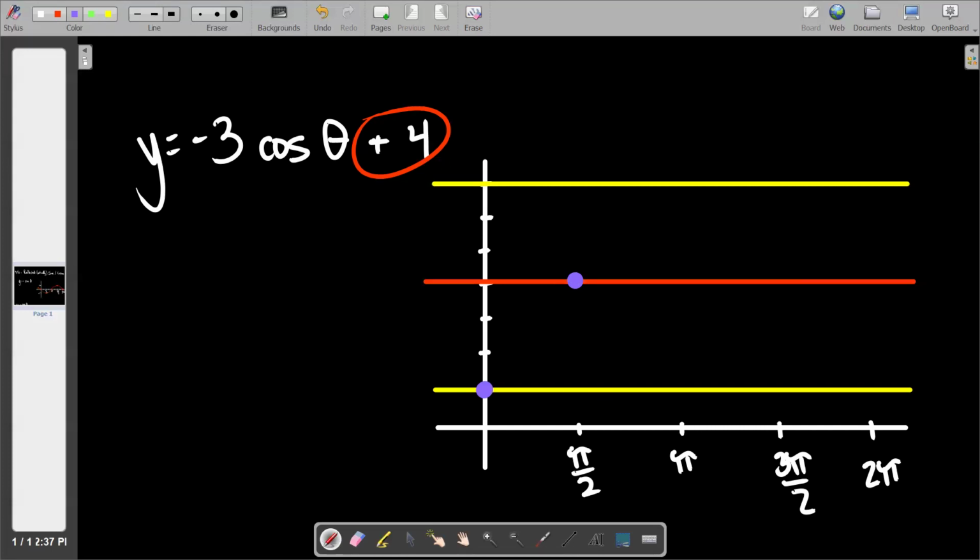Where's pi? Remember, pi would normally be -1, but we reflect it times -3. So we go up 3 away from the midline, and that's going to be up here. And then, of course, you know that at 3 pi over 2, we're back to here. And then at 2 pi, we're back down to here. And that completes the cycle.